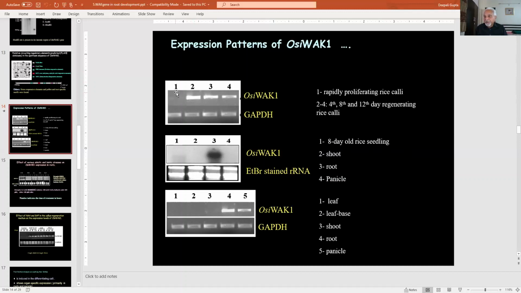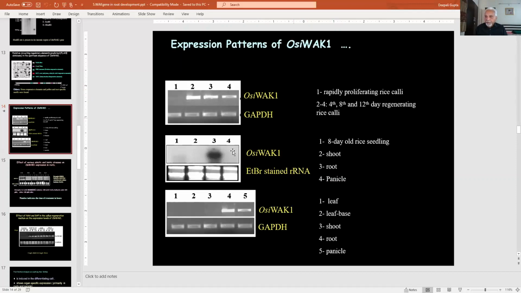So this is the 0 day old cDNA, and this is after 4 days, 8 days, and 12 days. RNA was extracted like previously, and the cDNA was synthesized and used for PCR. This time gene specific primers were used, and conditions were very stringent so that no non specific amplification is seen. What you see here is that in rapidly proliferating calli, the expression is very low as compared to after 4 days, 8 days, and 12 days. So it means the gene is differentially expressed in the cells which are undergoing differentiation.